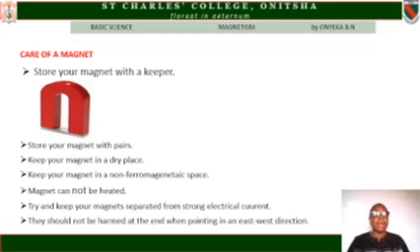Care of a magnet. We use different methods to care for a magnet. 1, you store your magnet with a keeper. This is the diagram. If you look well, you see a bar magnet on the floor. Then this inverted U is what we call the keeper. That object is the keeper. You use it to store your magnet so that it does not demagnetize or lose its magnetism.